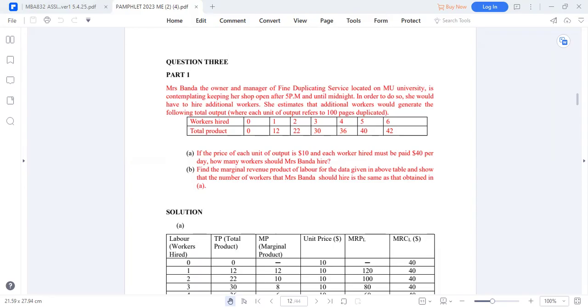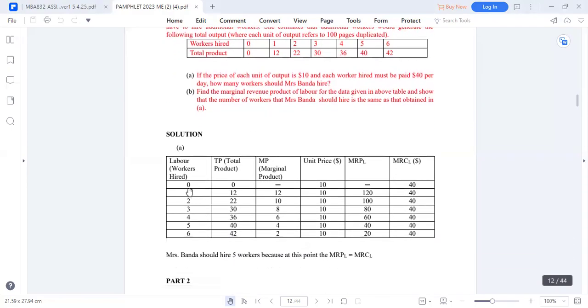So far, are we together? Yes. All right. Yes, we are. So now we're going to transpose that particular question here. So we have laborers 0, 1, 2, up to 6, then total product of labor 0 up to 42. So how do we find the marginal product of labor?